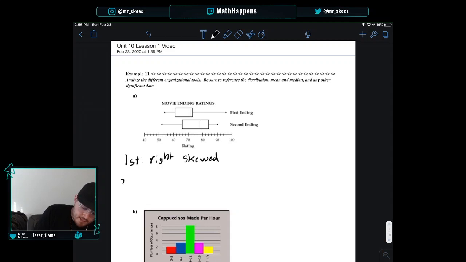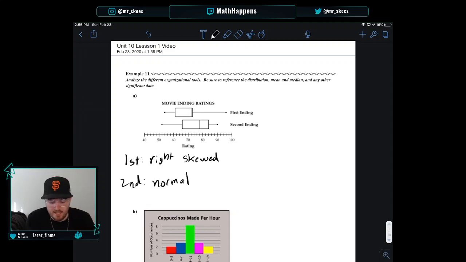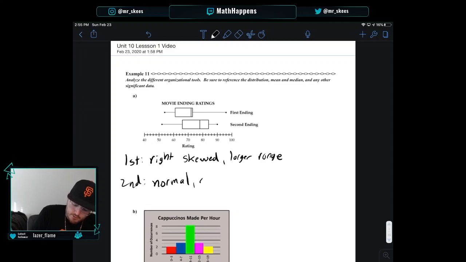The second ending is definitely... It appears more normal than anything, right? It's the larger range, smaller range. So what do we?